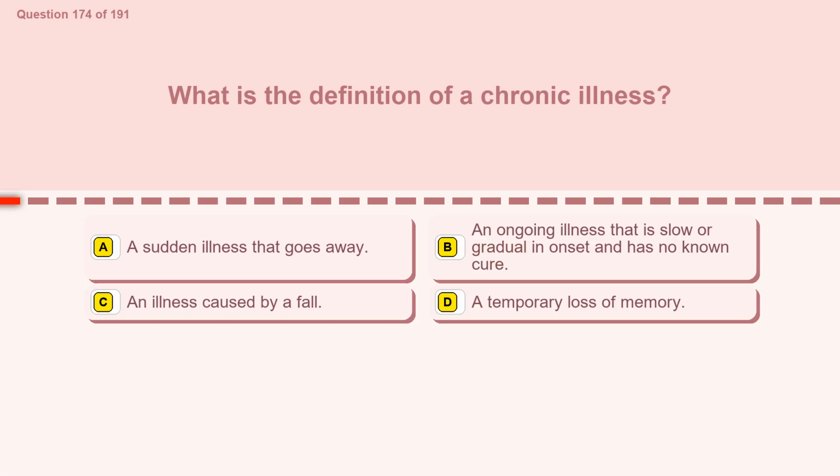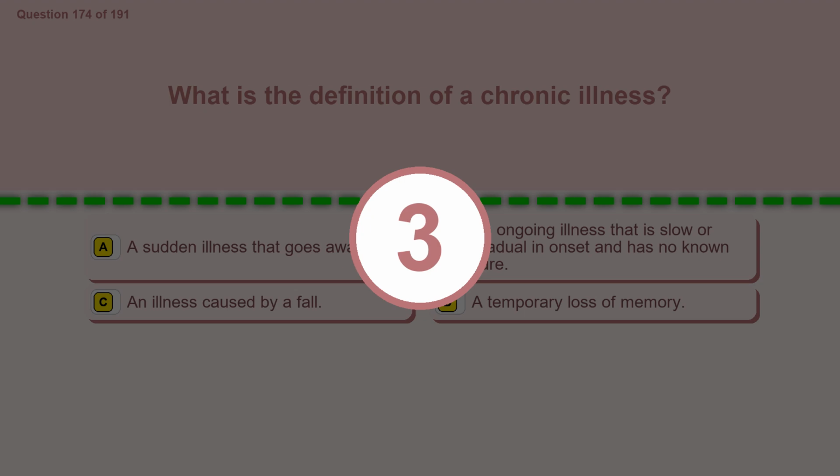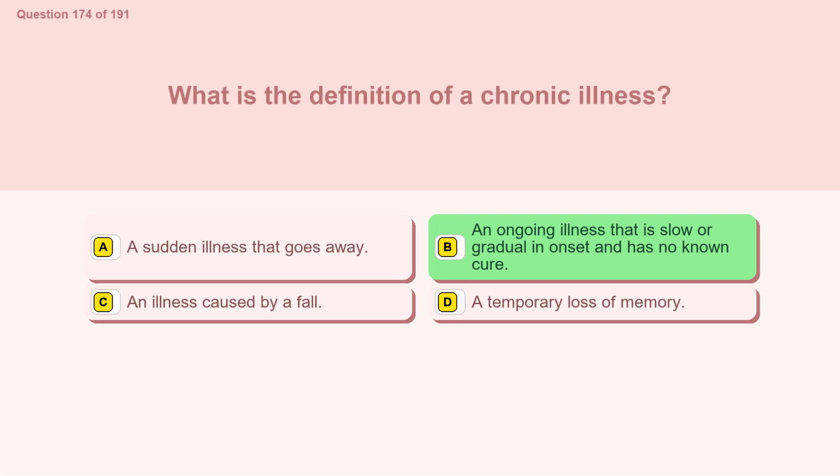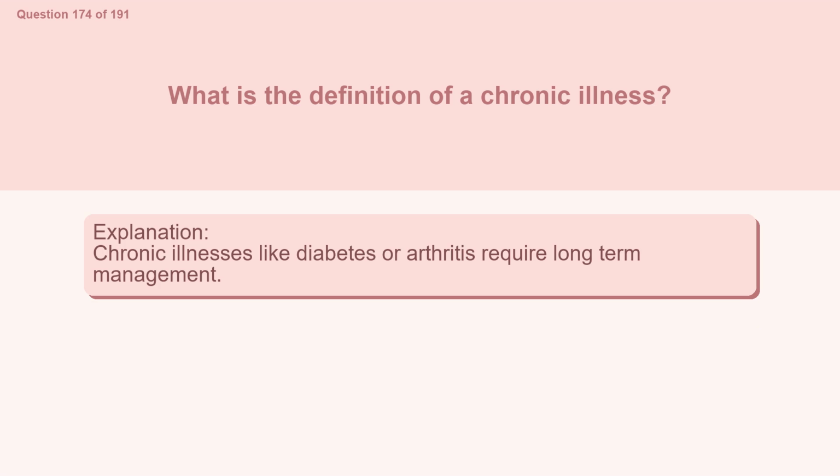Question 174. What is the definition of a chronic illness? Option A, a sudden illness that goes away. Option B, an ongoing illness that is slow or gradual in onset and has no known cure. Option C, an illness caused by a fall. Option D, a temporary loss of memory. The correct answer is option B, an ongoing illness that is slow or gradual in onset and has no known cure. Chronic illnesses like diabetes or arthritis require long-term management.